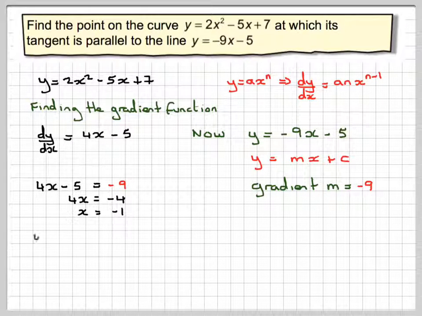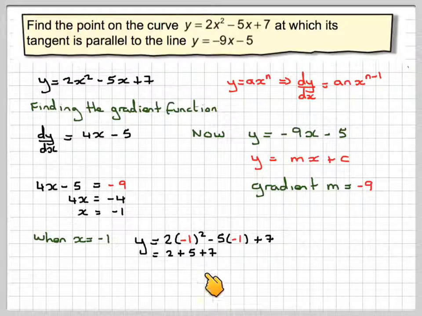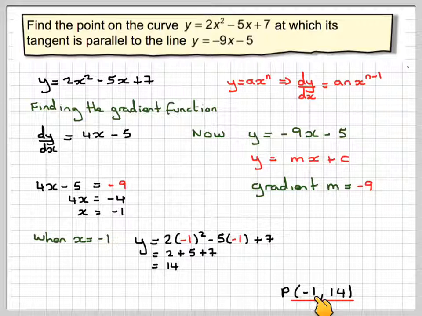Then we need to find the y coordinate by substituting back into y. So when x is equal to minus 1, y will be equal to 2 times minus 1 squared minus 5 times minus 1 plus 7. Notice when you substitute in a negative number, you should really substitute in using brackets. So minus 1 squared is 1, 1 times 2 is 2, minus 5 times minus 1 is 5, plus 7, so we've got 2 plus 5, which is 7, plus 7, which is 14.